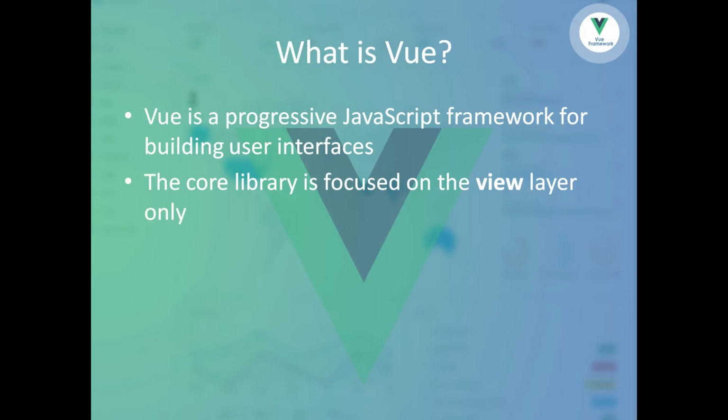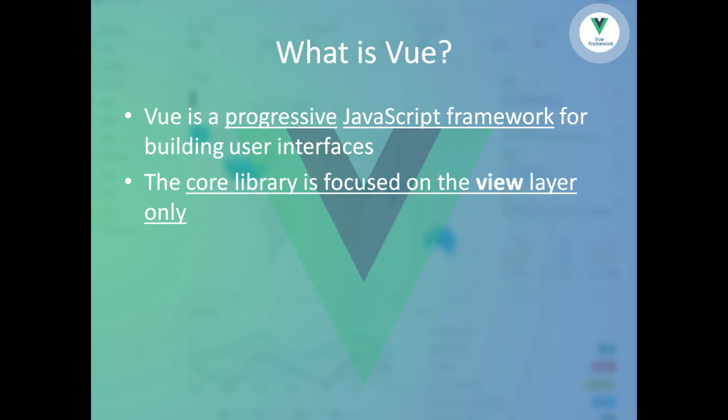JavaScript framework means that you will use the JavaScript programming language to implement your application logic. A progressive JavaScript framework means that if you have an existing website, and if you want to add some functionality to that website, then you can implement a Vue application and inject it in your existing website. I will dedicate a bit more time to this in the next video.